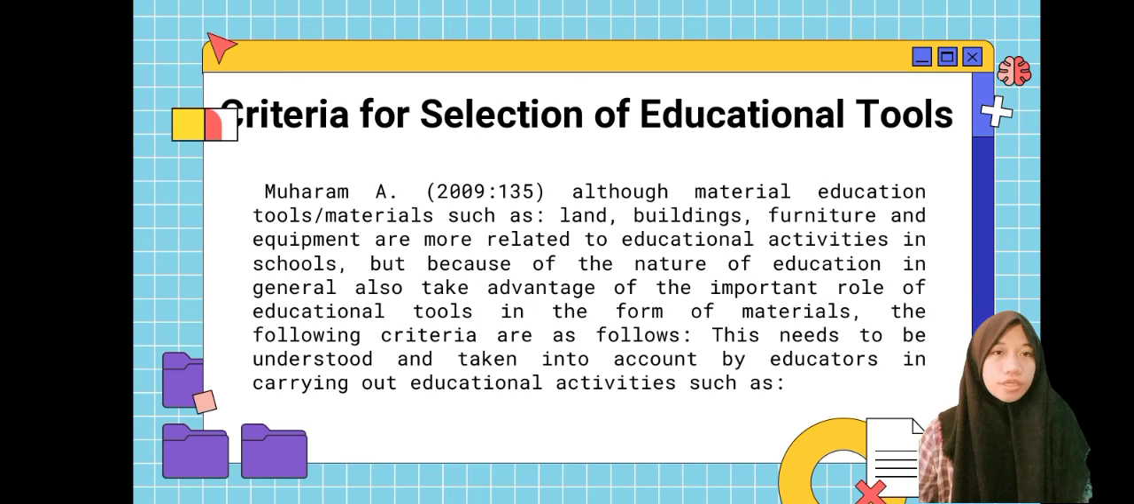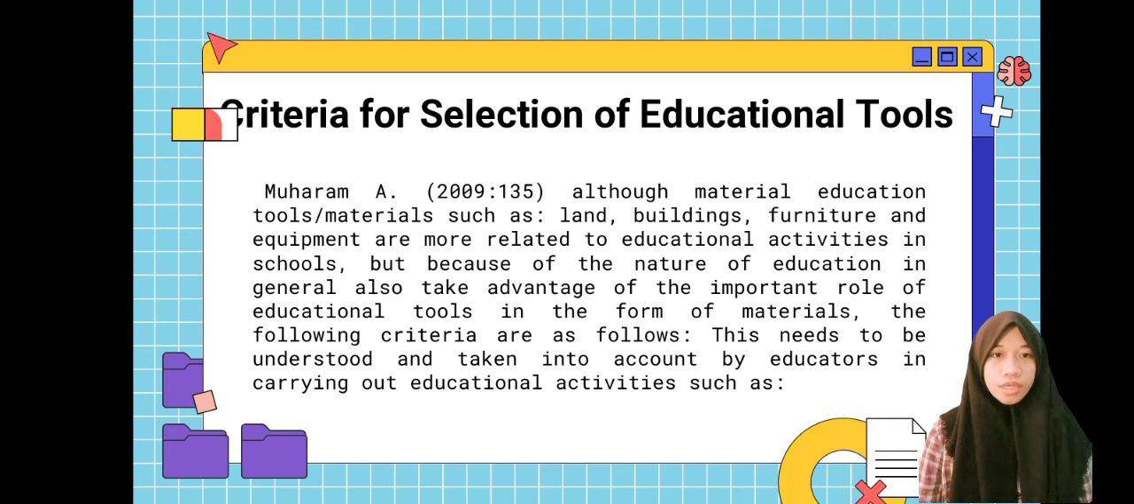Criteria for selection of educational tools. Muharram A. 2009, 135. Although material education tools or materials such as land, buildings, furniture, and equipment are more related to educational activities in schools, because of the nature of education in general they also take advantage of the important role of educational tools in the form of materials.